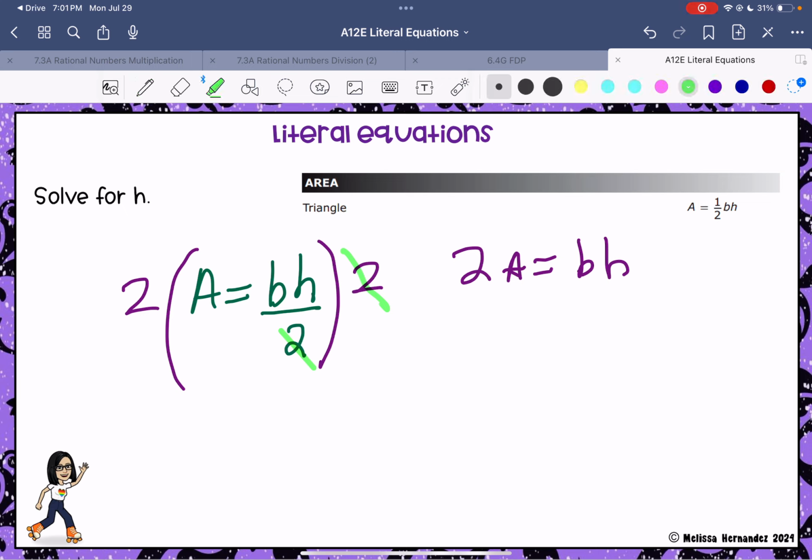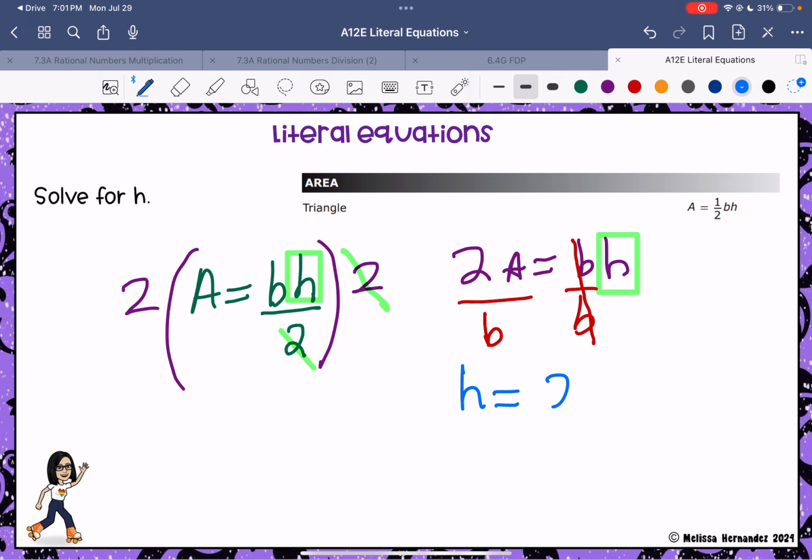Now I still haven't solved for h. Oh, and I forgot to box it in. Okay, now b times h means the inverse would be divide. So I will divide both sides by b. b divided by b equals 1. So my final answer is h equals 2 times a, which is your area, divided by the base.